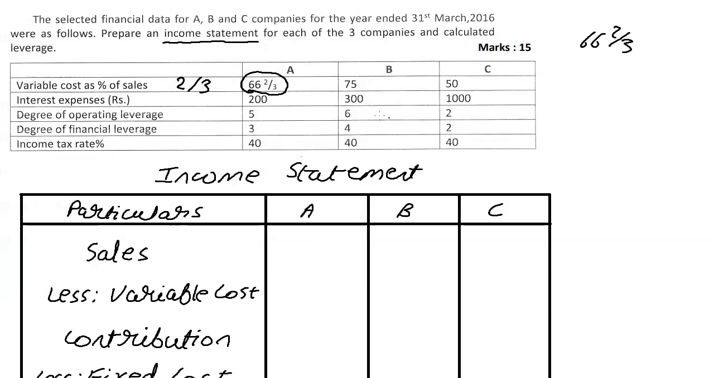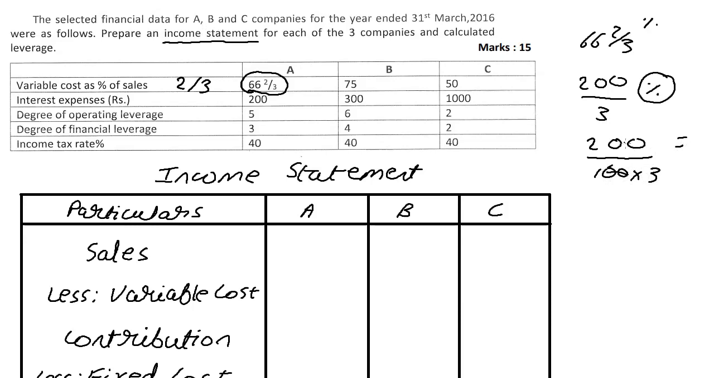So remember, this is percentage. So it's not really 66 2 by 3. It's 66 2 by 3%. So by doing this, I'm simply going to get 200 upon 3%. And percent means something upon 100. So what we have in the denominator is 200 upon 100 into 3. And cutting this gives you 2 by 3. Okay, this is for your understanding.